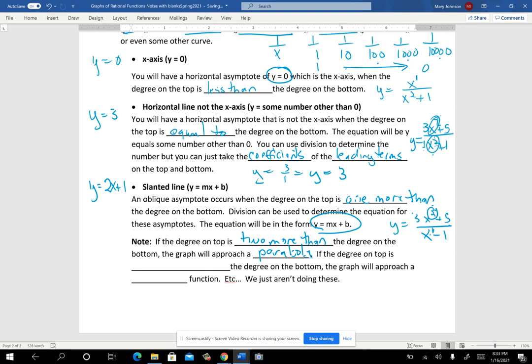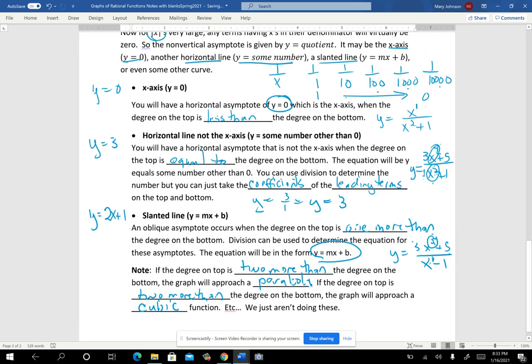If the degree on top is 3 more than the degree on the bottom, the graph will approach a cubic function. Gosh, my pen is not working. It will be a cubic function. We just typically don't deal with those.